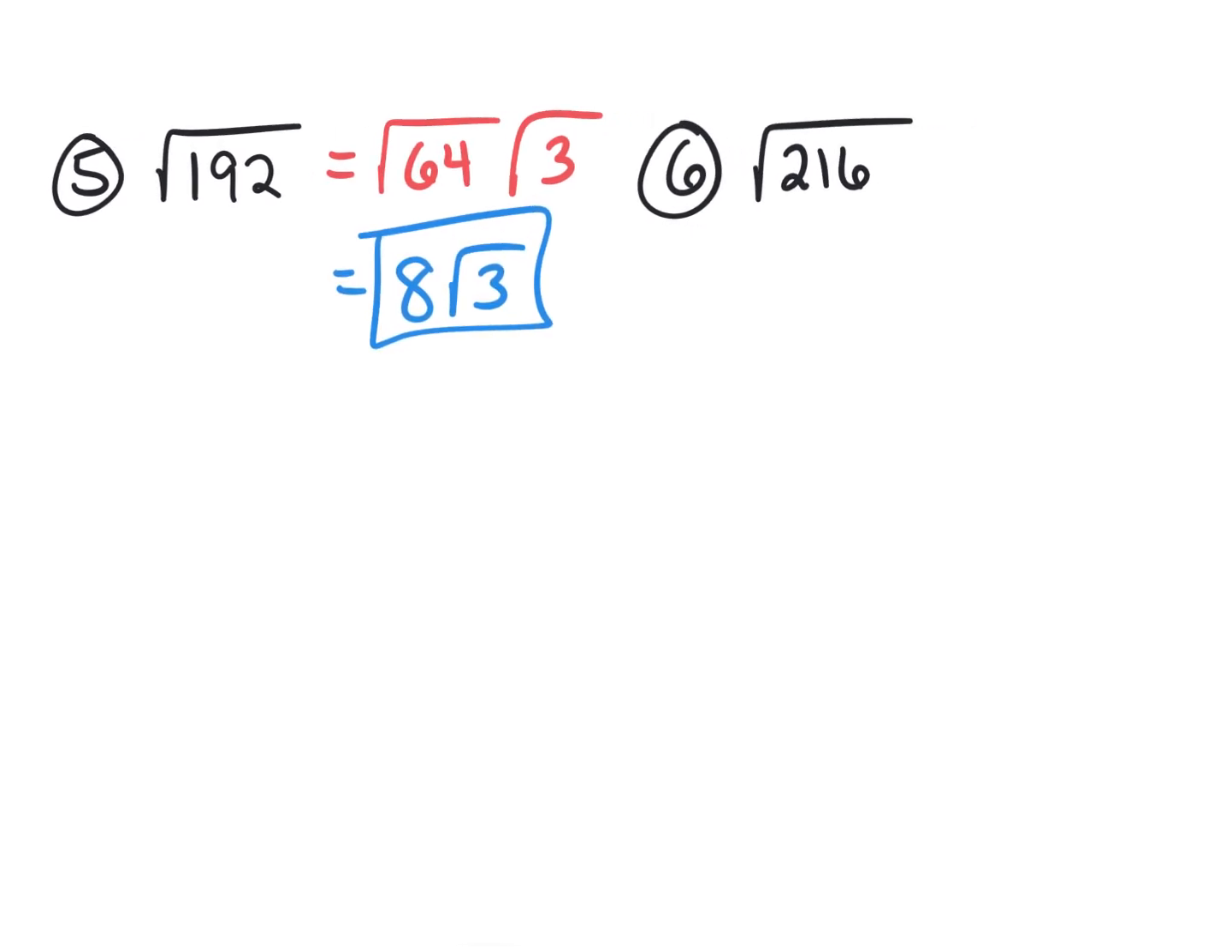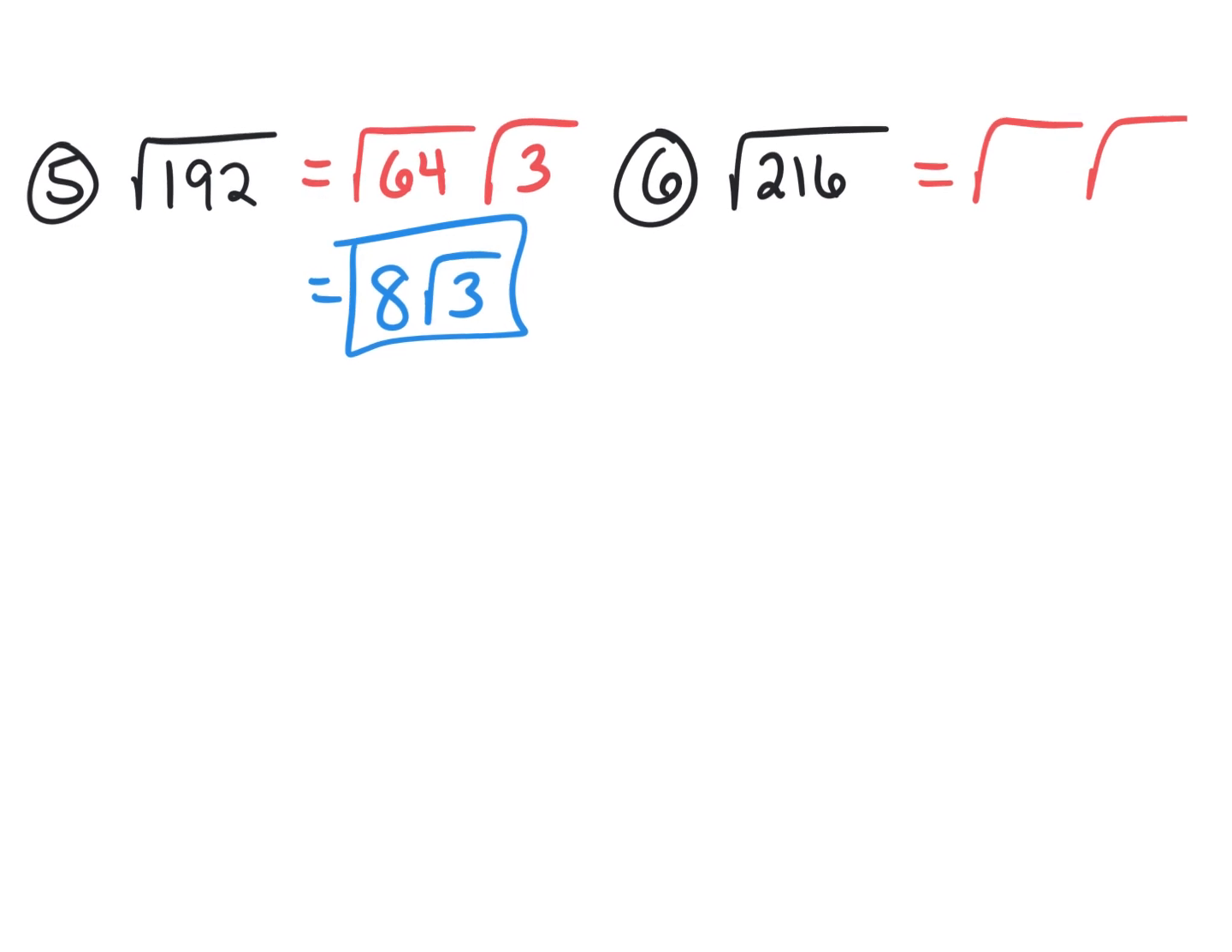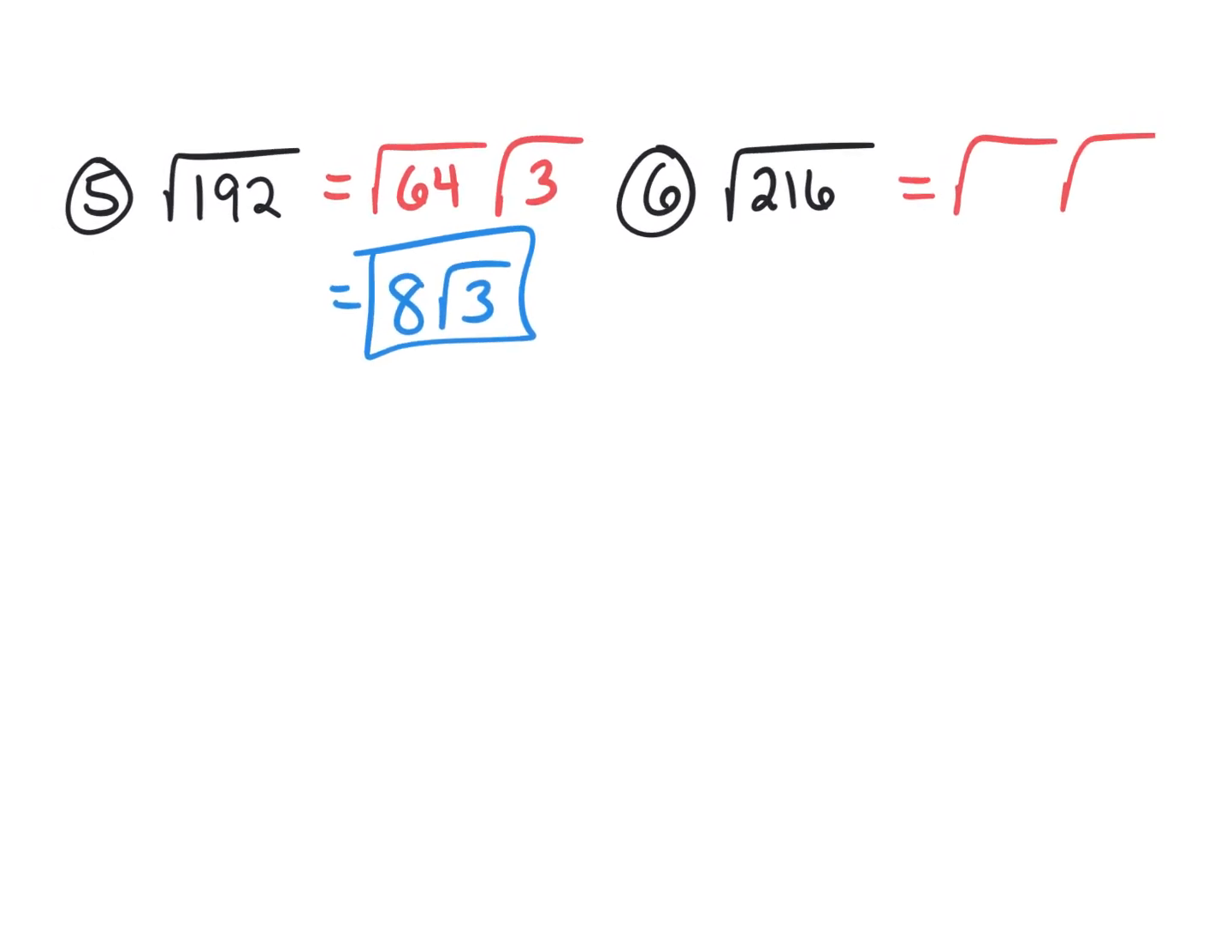Okay. What about 216? Is that a perfect square? No. What do I do? Divide by 2. Give yourself a starting point. What's the radical, or the perfect square? 36. How many times? 6. What do I do next? Yep, simplify. Square root of 36 is 6. What's left? 6. Square root of 6.